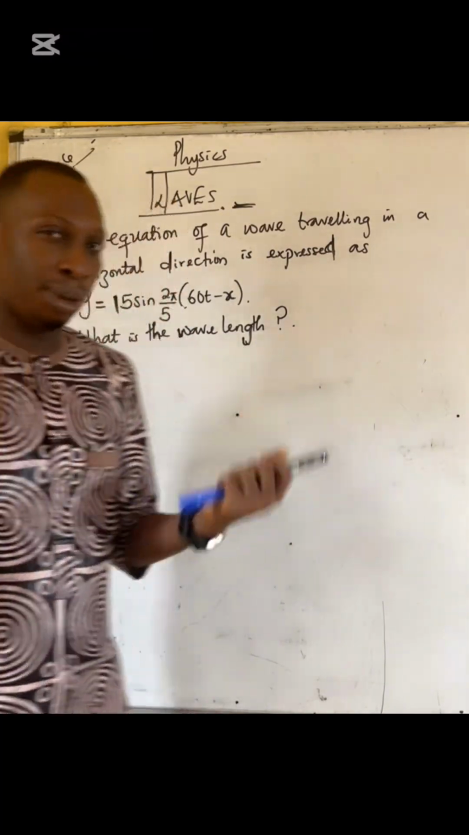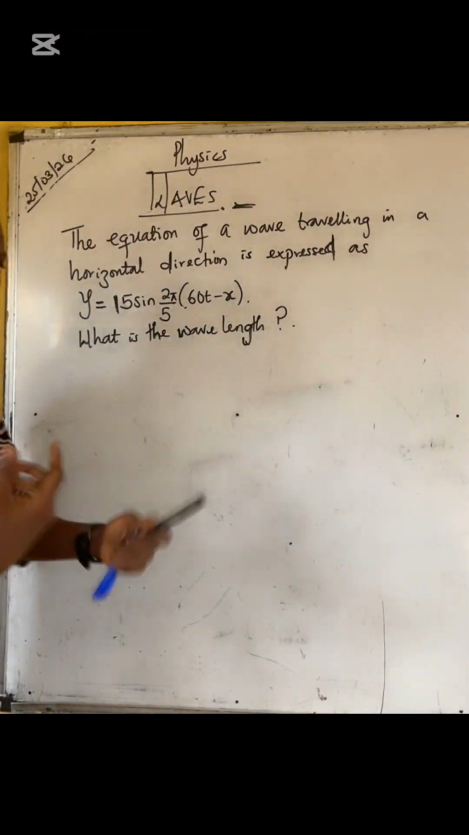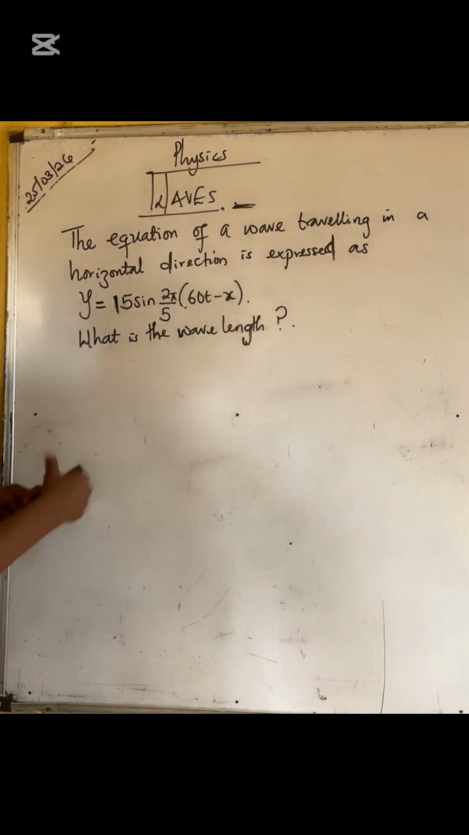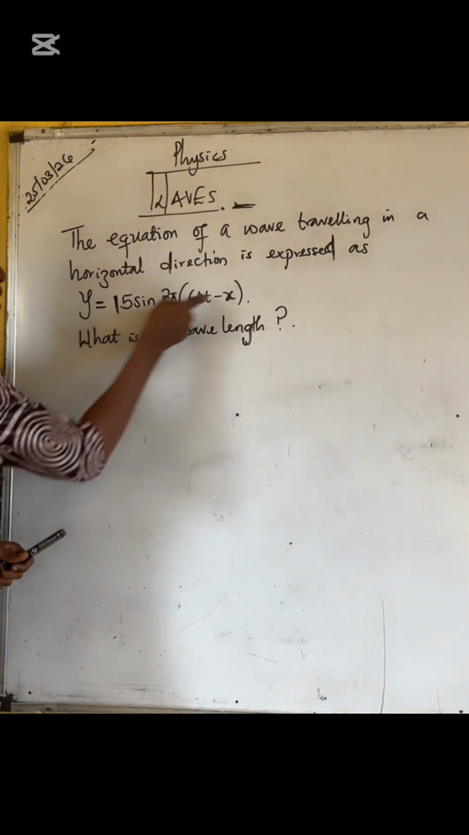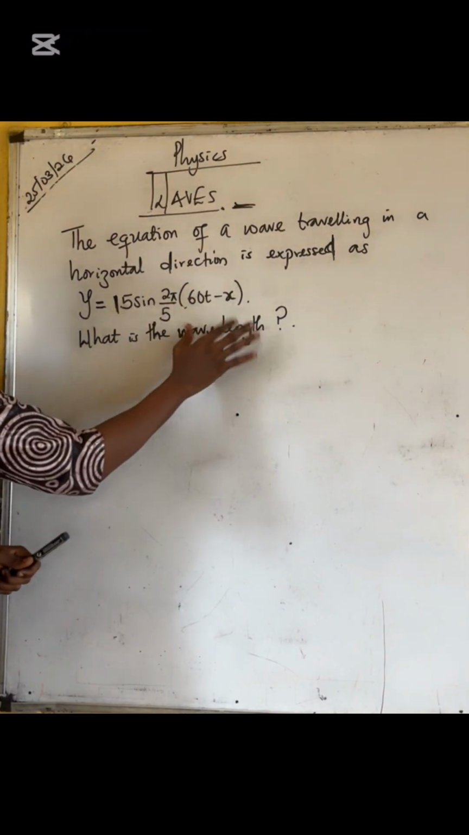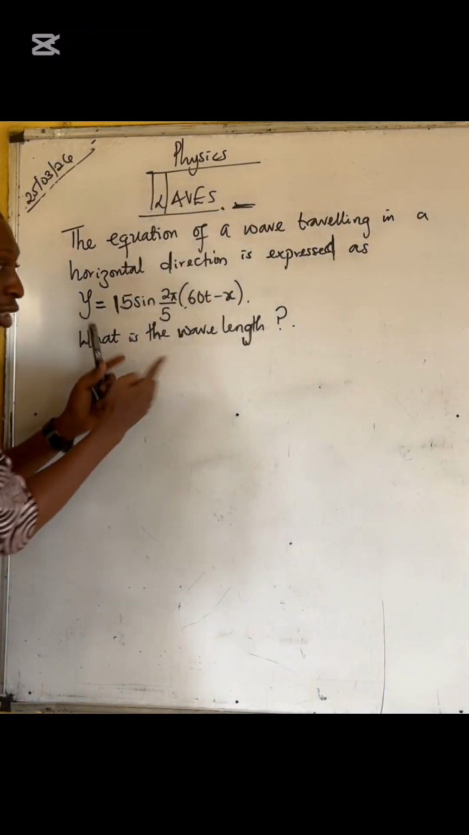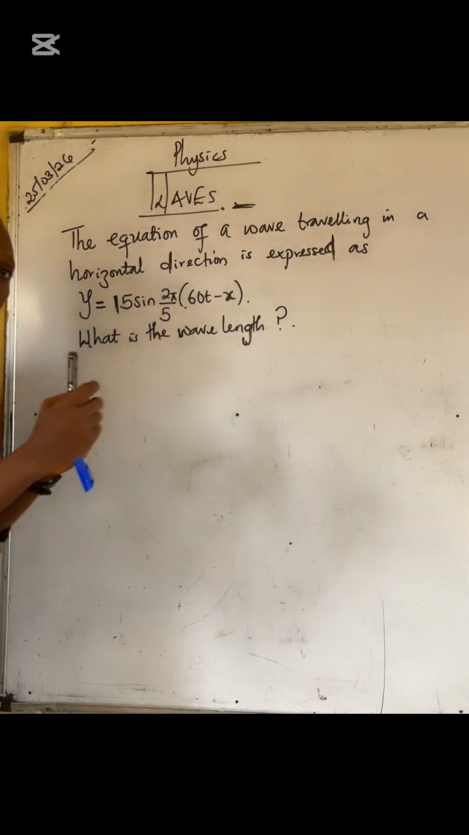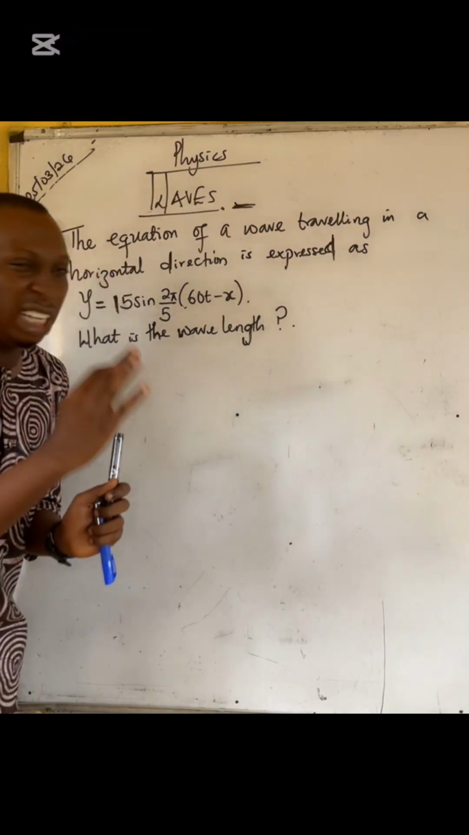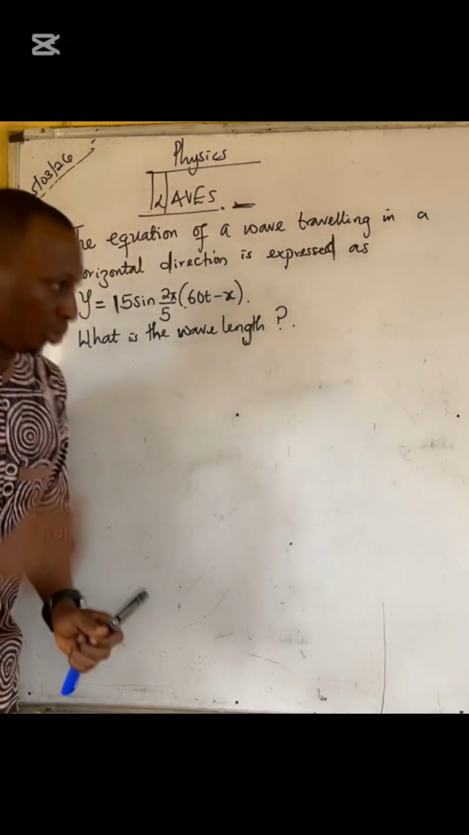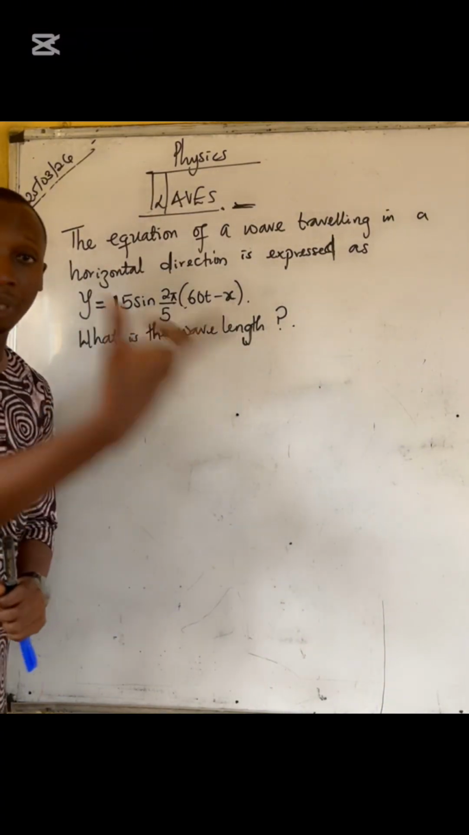Now, as we get to this, let's see what we need to learn from here. Listen to me. In this case, we have been given the equation of the wave as this. We are then asked to find the wavelength. Before I go into this, there are terminologies we use in waves. I'll just explain a little. The first term is amplitude.